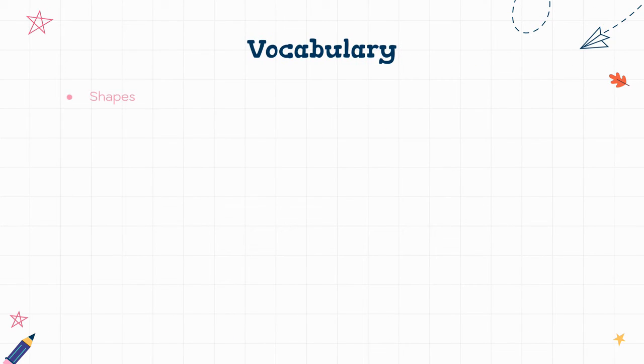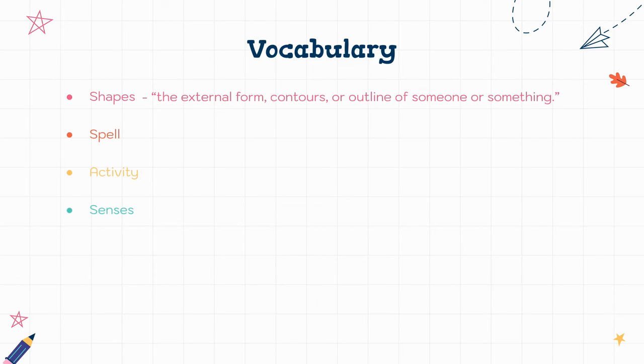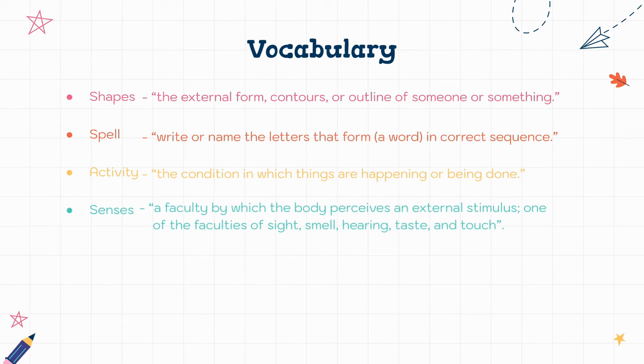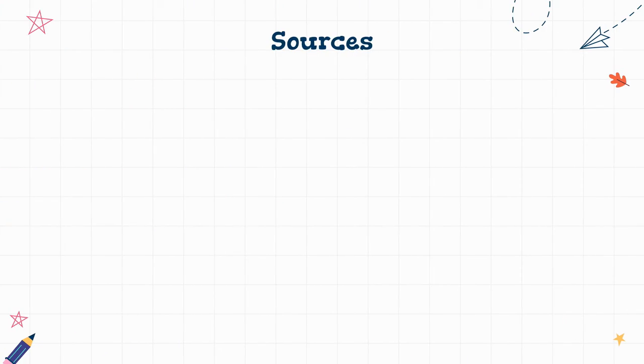Vocabulary. Shapes. Spell. Activity. Senses. Shapes is the external form, contours, or outline of something or someone. Spellers write or name the letters that form a word in a correct sequence. Activity is the condition in which things are happening or being done. Senses is a faculty by which the body perceives an external stimulus, one of the faculties of sight, smell, hearing, taste, and touch.